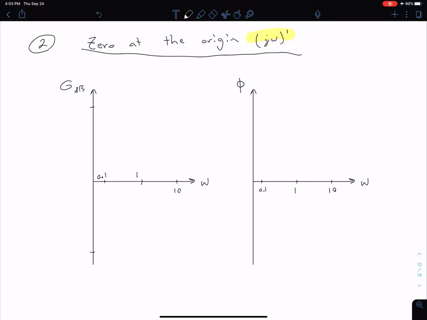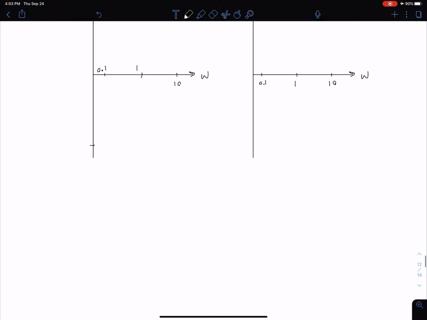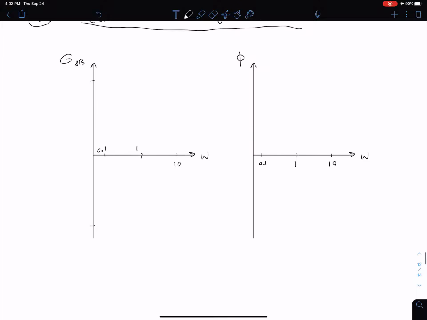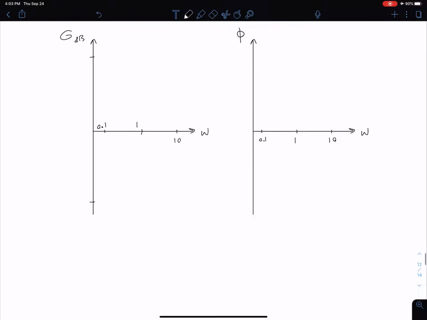We want to know our magnitude information so we can plot the gain in decibels. And we want to know our phase information, phi, and both of these we're plotting against frequency. So let's look first at our magnitude. Well, actually, let me take a step back and let's talk about this j omega.